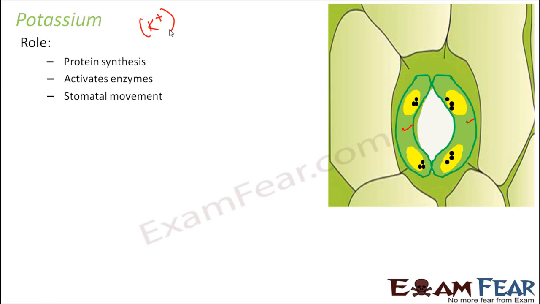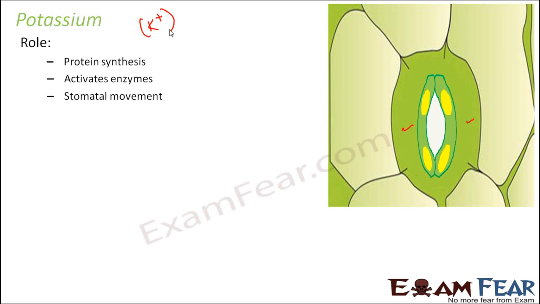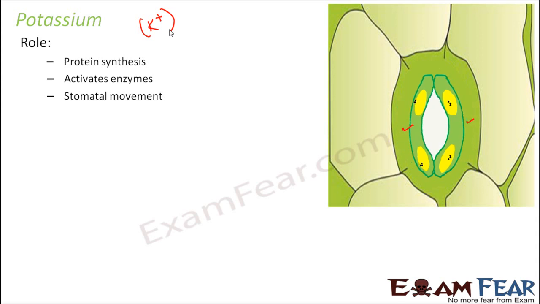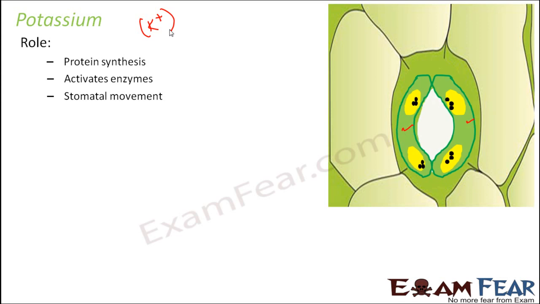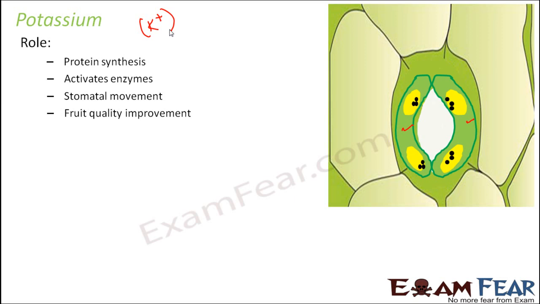Stomatal movement, as I said just now, the opening and the closing of stomata is governed by the concentration of the potassium ions. So here you can see when the concentration of the potassium ion increases, the stomata opens. When the concentration of the potassium ion decreases, the stomata closes. So the stomatal movement is completely governed by the concentration of the potassium ions inside the guard cells.